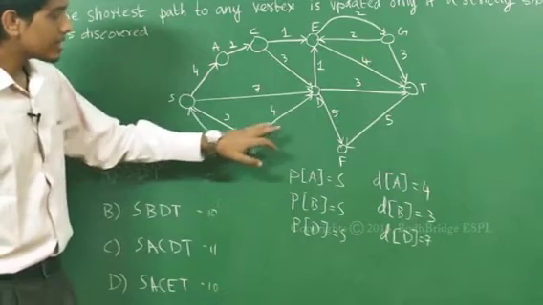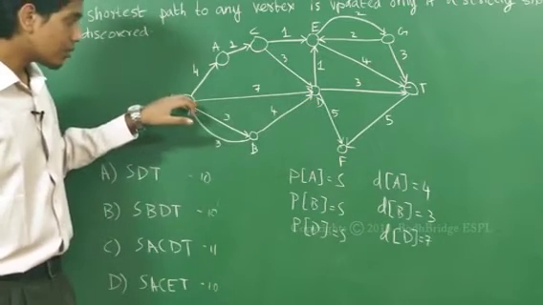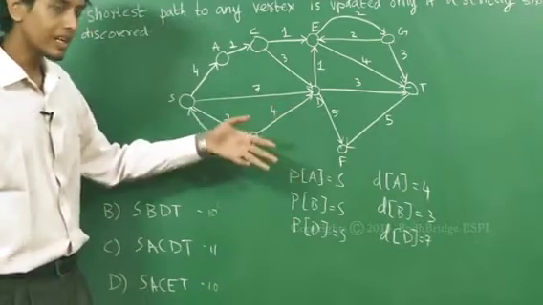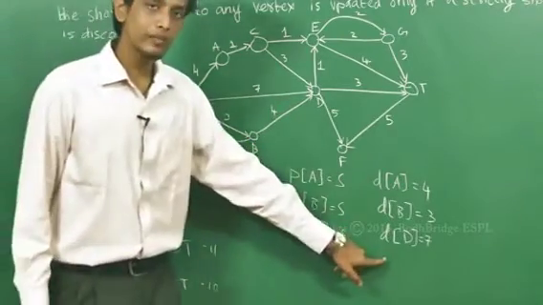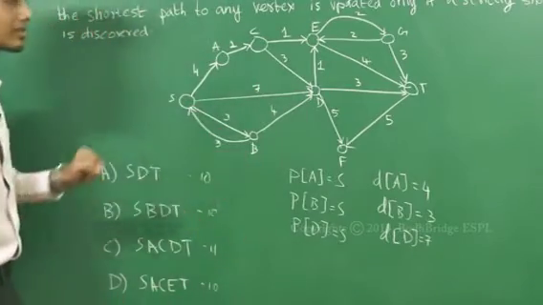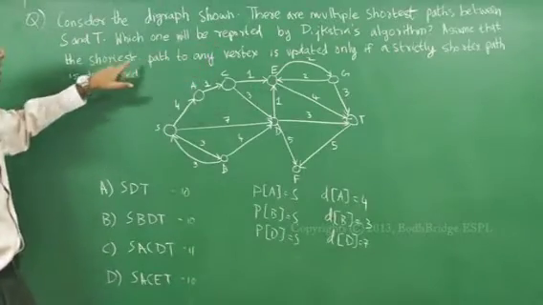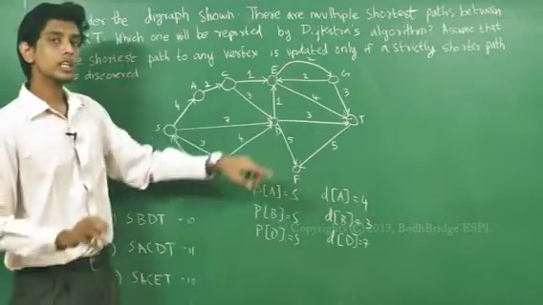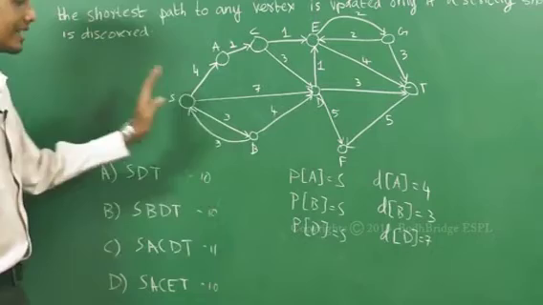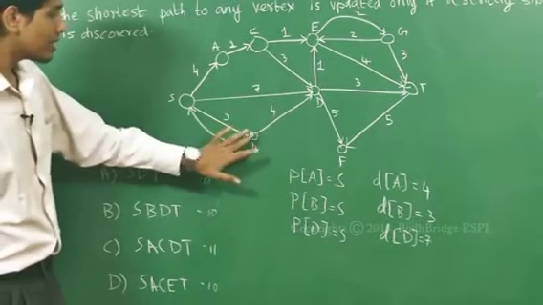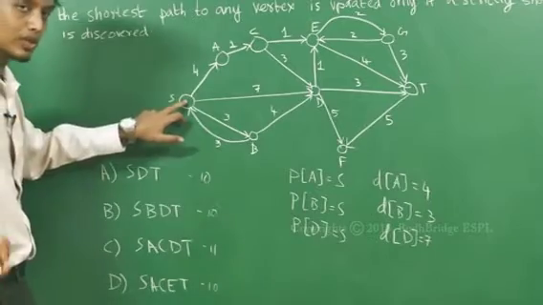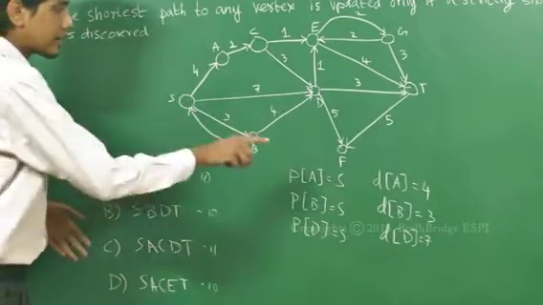B's neighbor is D, and now the distance from S to B is 3 and B to D is 4, which is 7 again, which was the original distance anyway. So initially it was 7, now it's 3 plus 4, which is 7 again. It is said that the shortest path to any vertex is updated only if a strictly shorter path is found. So the predecessor of D is not changed, it is still S. Now B has only one other neighbor, S itself. The distance from S to S is 0, so you don't update that at all.